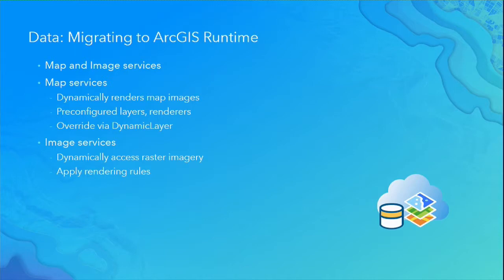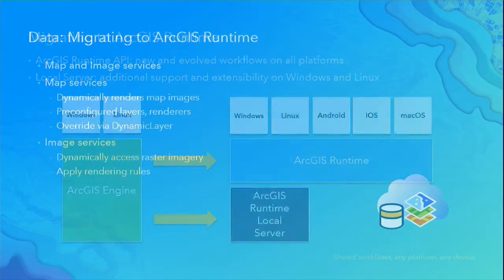We also support image services, so they're exposed through the API as an image service type and then as a raster layer within the Runtime API, and that allows you to dynamically access raster imagery and then apply those rendering rules and raster functions that I talked about on an earlier slide.